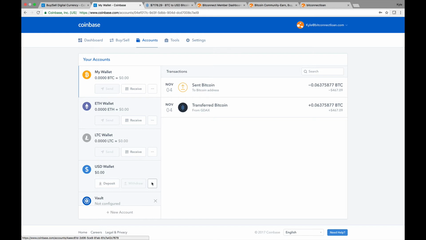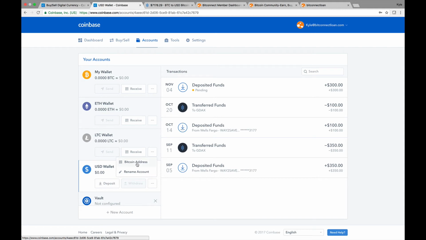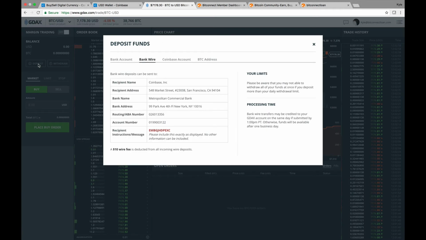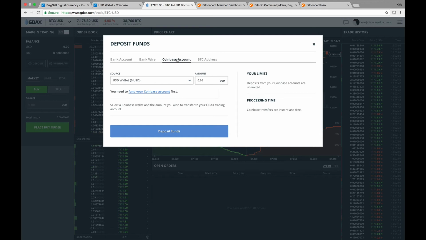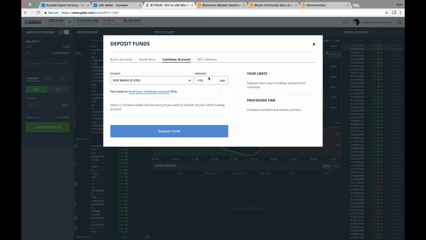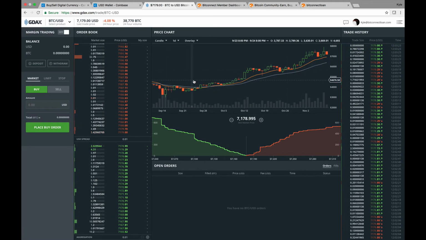You're going to come over to GDAX and click deposit, right? And then your Coinbase account is right here, and this USD wallet is this USD wallet, so they're the same. And this amount is going to tell you, oh, you have 300, I'm ready to deposit 300 into this. Okay, then I would click deposit funds whenever that's ready, and then I'm ready to buy, basically.